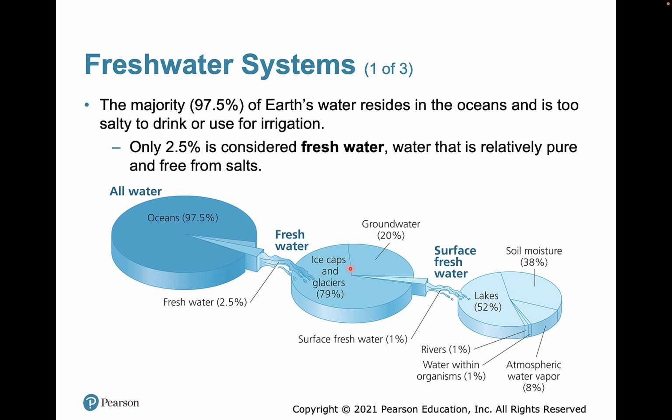Okay. Of that 2.5%, 79% of it is frozen. We can't get at it. It's in ice caps and glaciers. 20% is groundwater, so that means that that's water that's down in the ground. If you have a well, that's what you tap into. 1% of that 2.5% is surface fresh water, okay? At the surface, water that is not salty. More than half of that is in lakes. Most of the rest of that is in soil moisture or atmospheric water vapor. The amount that's in rivers is the same as the amount of water that is within organisms, which really is not a lot.